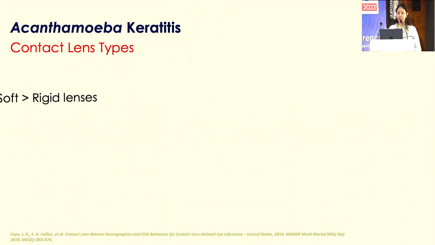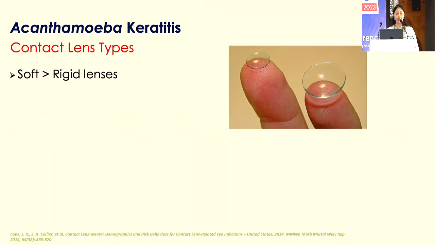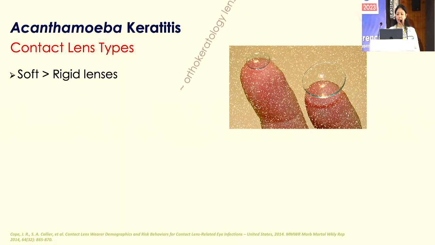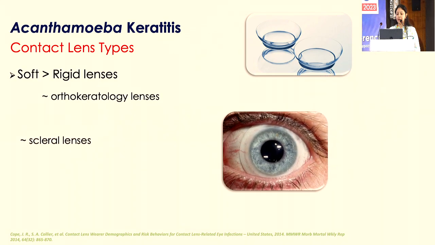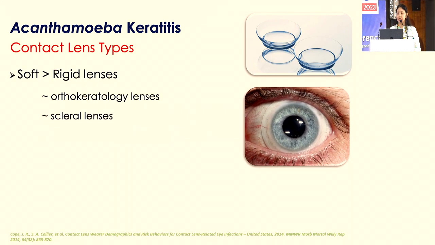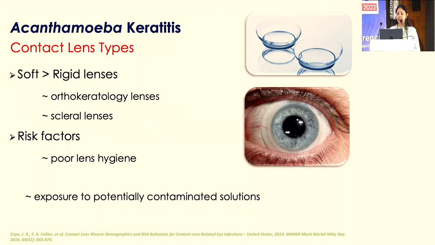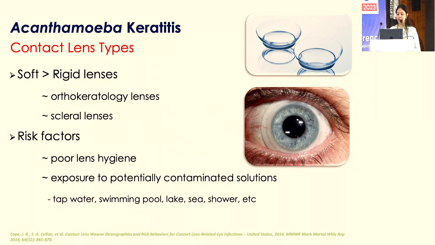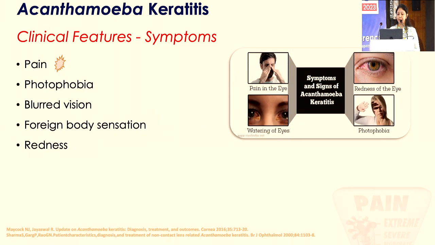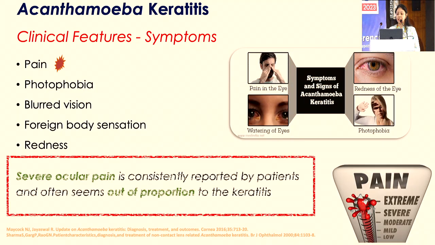In relation to the use of contact lens, the prevalence is much higher with soft lenses in comparison to the rigid lenses. But we also see in patients with scleral contact lens because it's very difficult to take care of these lenses. Risk factors, we all know that poor lens hygiene and exposure to potentially contaminated solutions is an important risk factor. But be aware of large bottles of saline solutions because they can get contaminated by acanthamoeba. And symptoms, patients have severe pain in this disease and it's often disproportionate to the clinical signs.